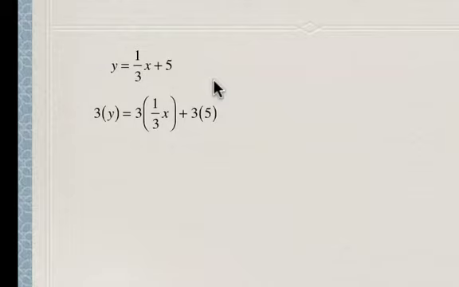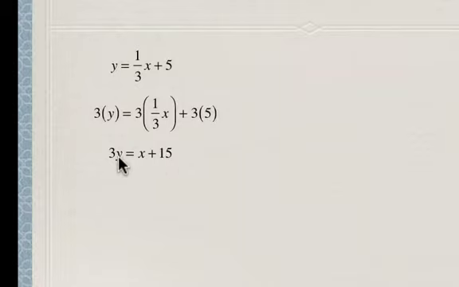After we do that, we simplify. So 3 times y is 3y. 3 times 1/3 is just 1. And 3 times 5 is 15. So our next line is 3y equals x plus 15.